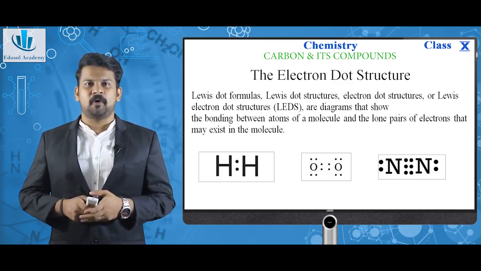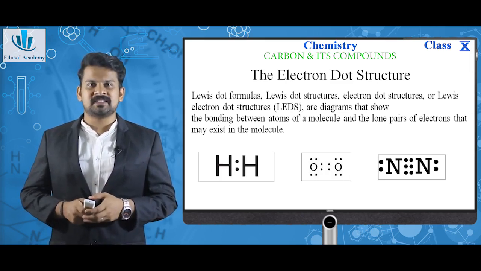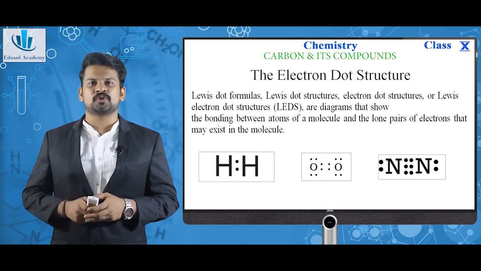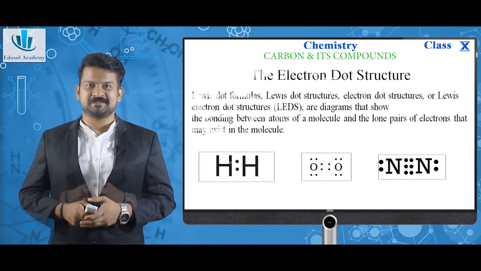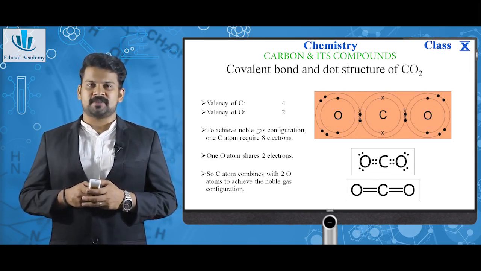By separating the bonds, we have substituted the electrons that represent the bonds. So this is a simple electron dot structure, which means substituting the bonds, we directly put electrons that show the linkage between 2 atoms. Covalent bond and dot structure of CO2, carbon dioxide.